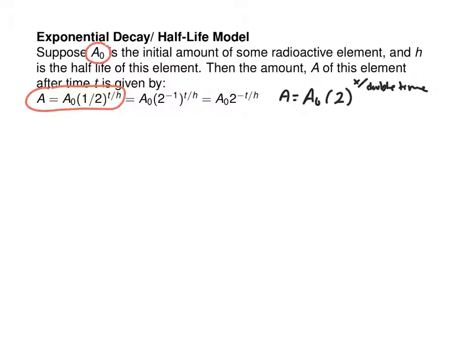I think I'm going to use P instead of A naught, but whatever. How is this one different? You have a half instead, right? Does the fact that they use T instead of X really matter? What does the H stand for?